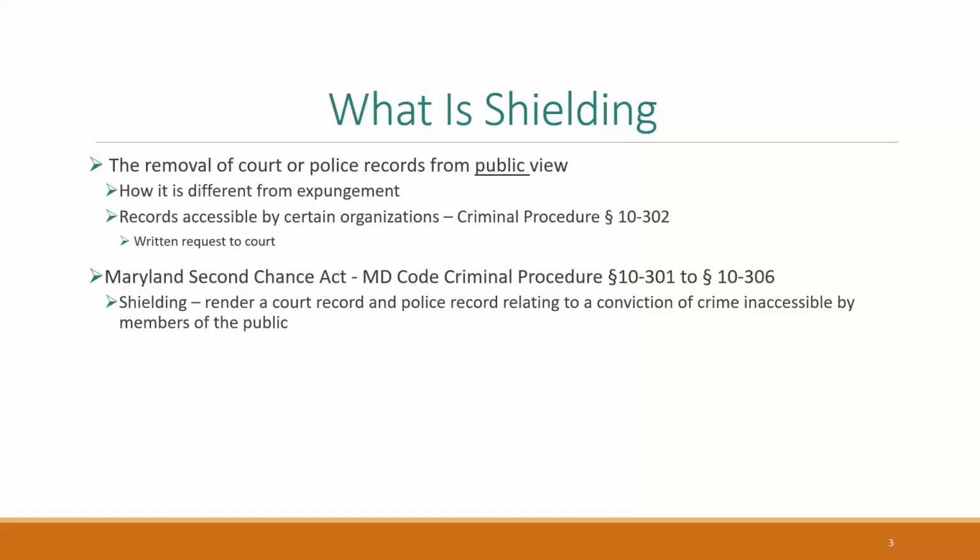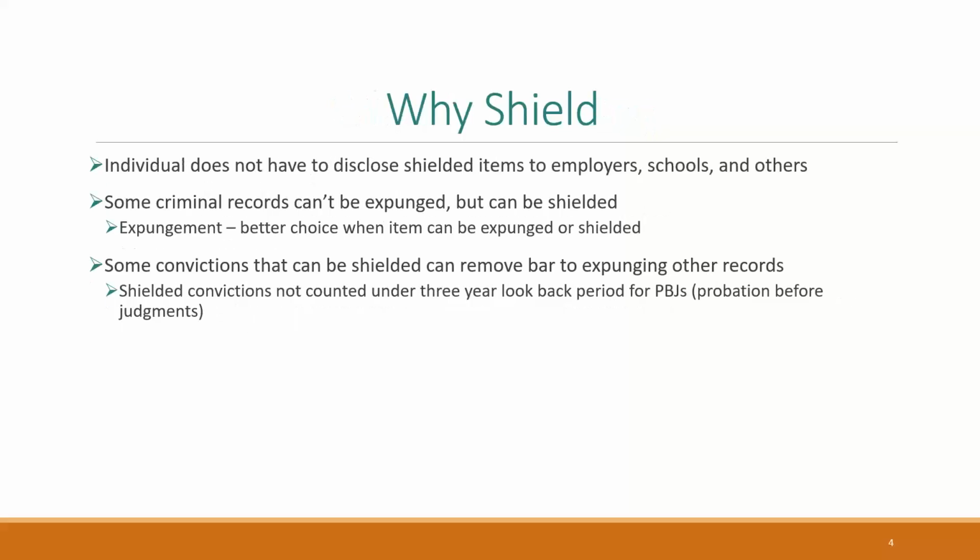So the statute for shielding is in the Maryland Criminal Procedure Code, and that would be, as you can see, 10-301 through 10-306. That talks about the actual procedure of how things get shielded and what's eligible for shielding, and that's what we'll be going through today.